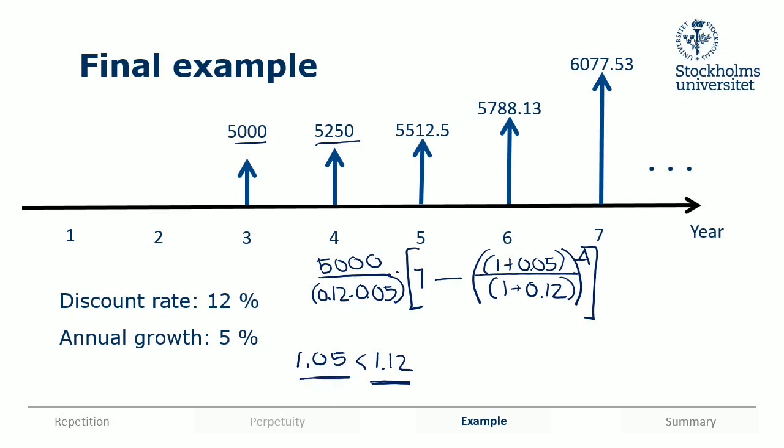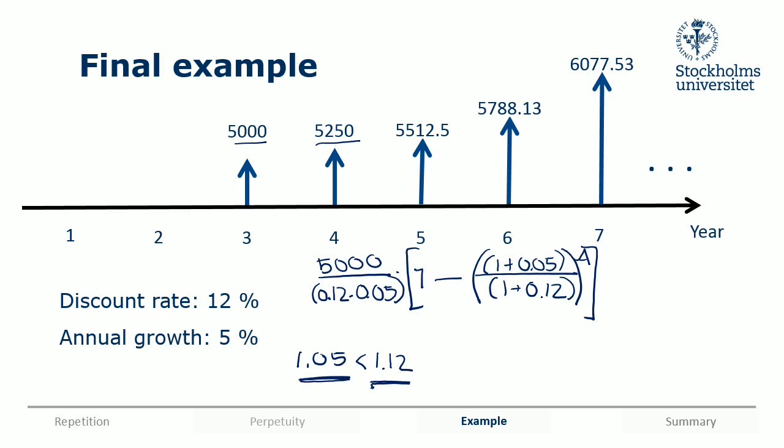Just to get a feeling, you can raise it to the power of 100, for example. And if we take 1.05 times itself 100 times, we will get approximately 131. And if we multiply 1.12 with itself 100 times, we will get 83,522. So already after 100 years, this term is a lot bigger than this term.